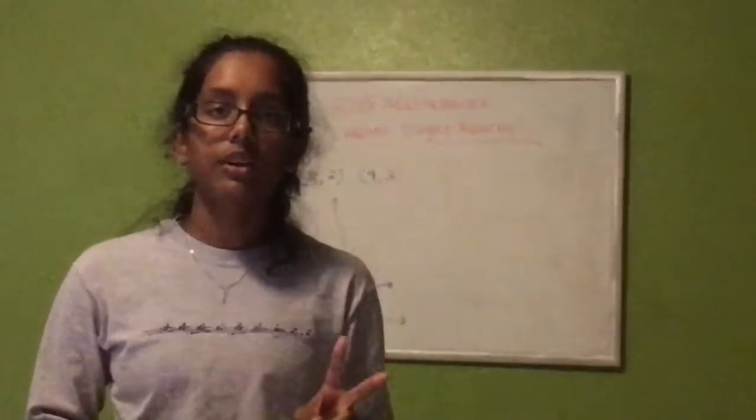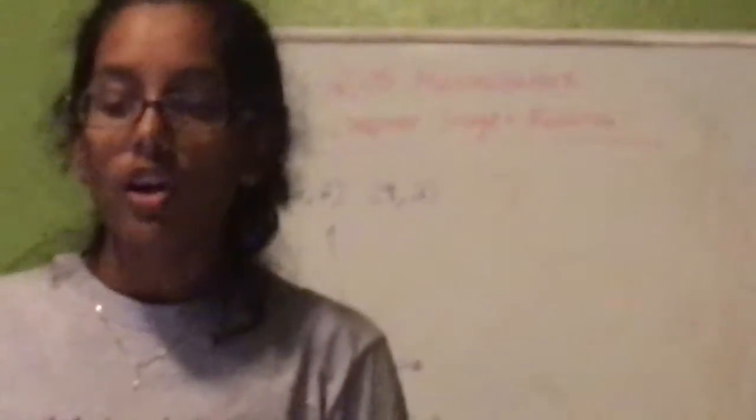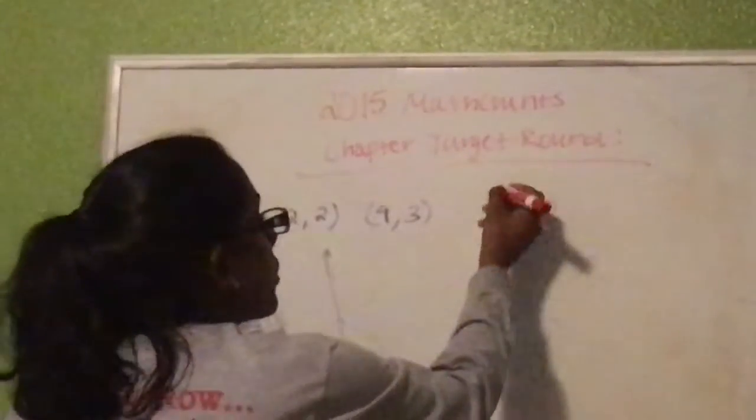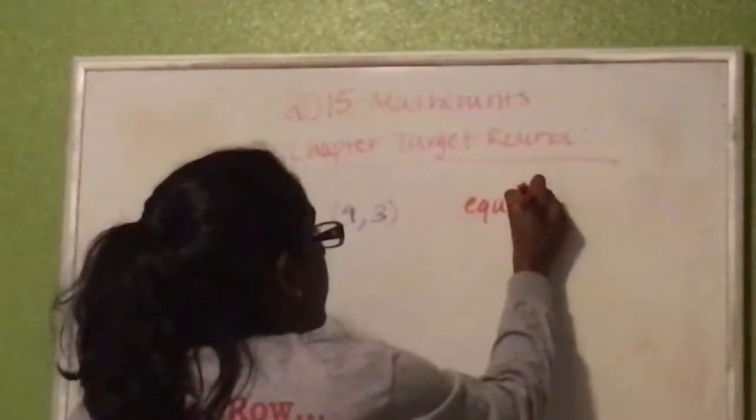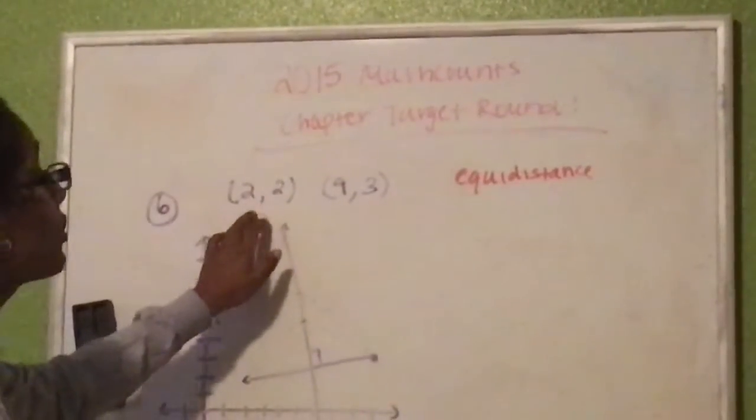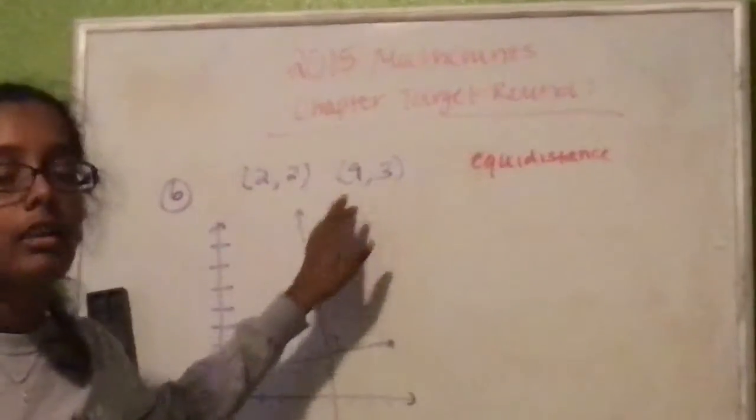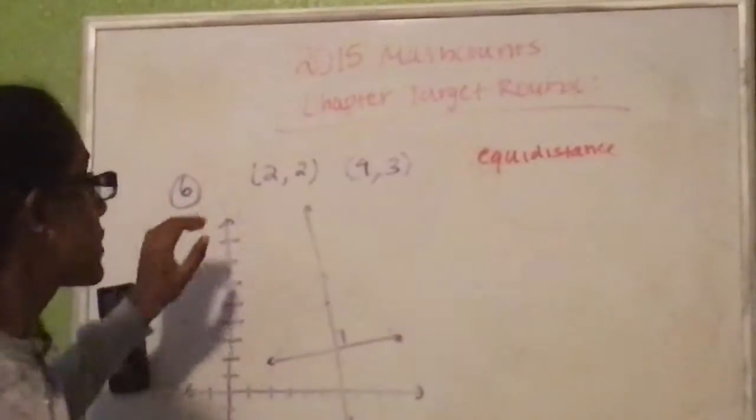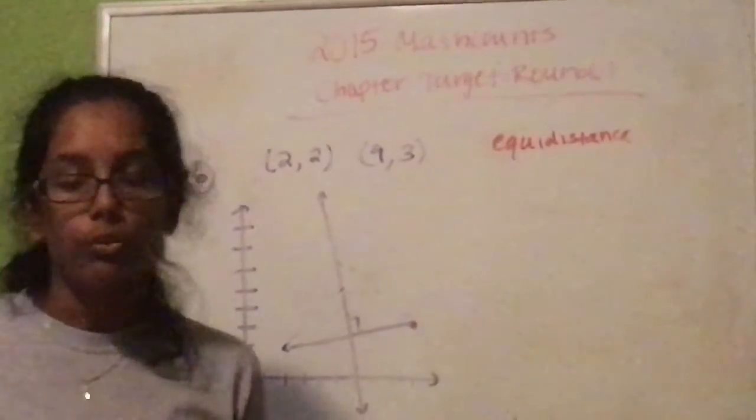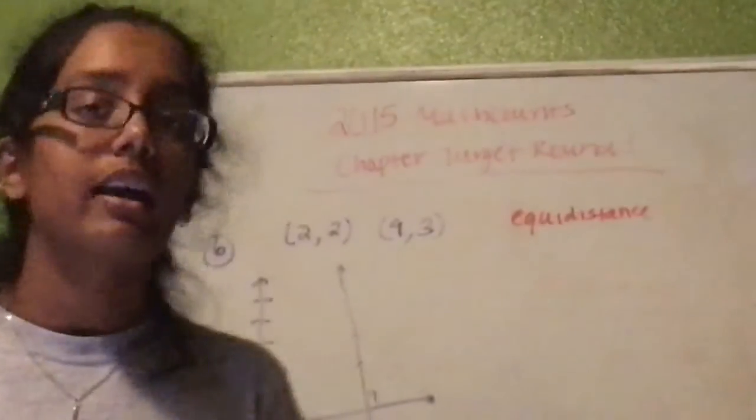So the 2 points that they have given are (2, 2) and (9, 3). Next, we know that all the points are equidistant from these two. The word equidistant means equal in distance. So that means they are equally distant from (2, 2) and (9, 3). That means any point that you pick, the distance from that point to this point and that point to this point is equal. Next, we know that the equation is ax plus by equals c.